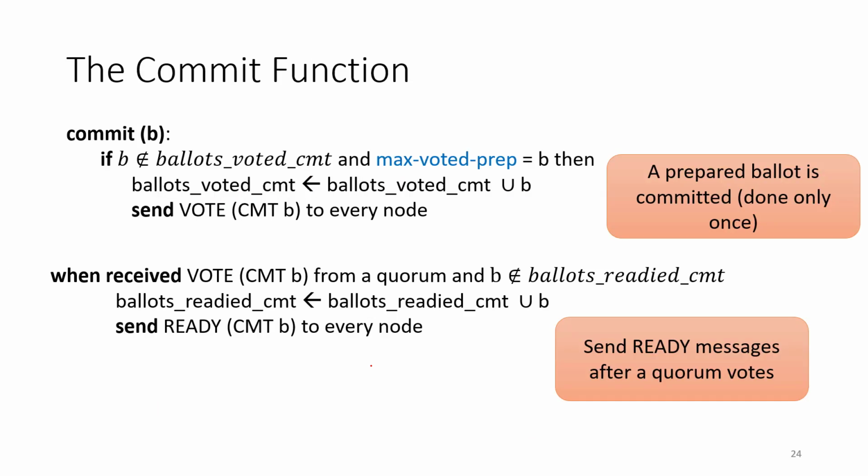So as we said, we will have two functions, prepare and commit. Prepare is again federated voting on the prep message, and commit is basically the same. So it will have a very similar format. It is slightly simpler. Here the idea is if the ballot B is not something that I had voted commit for, and max voted prep is equal to B, right?